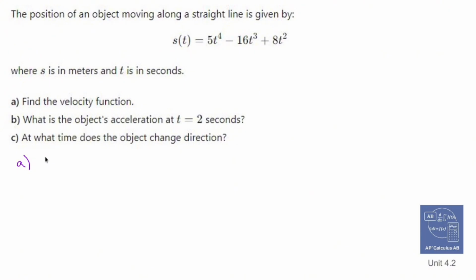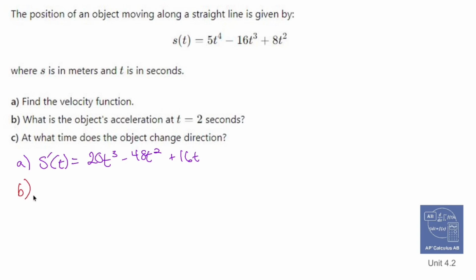So the velocity function is going to be s prime of t equals power rule, power rule, power rule. So drop down that 4, 20t to the third, drop down that 3, 48t squared, drop down that 2, 16t, and that's my velocity function. No harm, no foul. Easy peasy lemon squeezy. B is what is the object's acceleration at t equals 2 seconds?